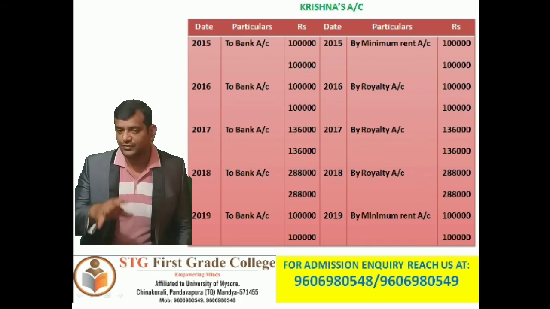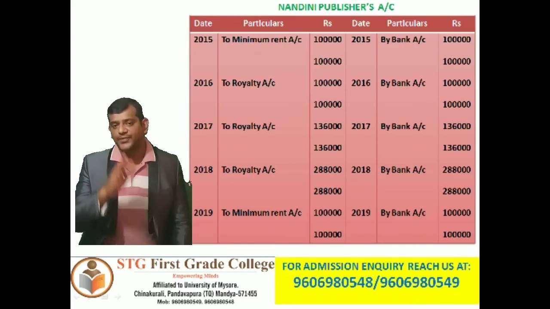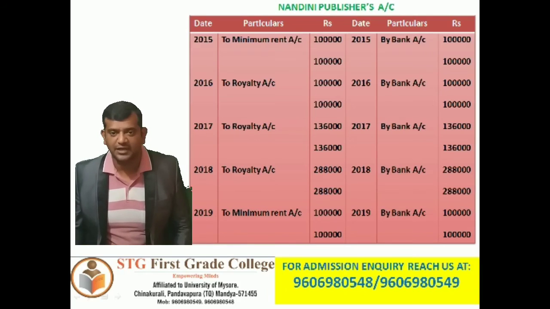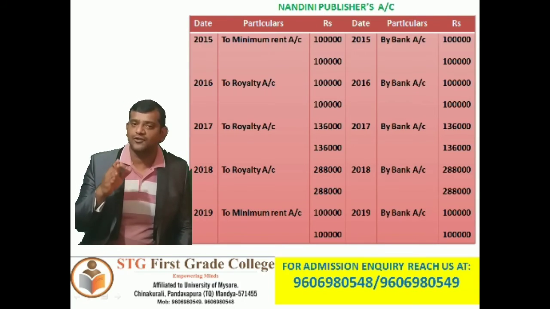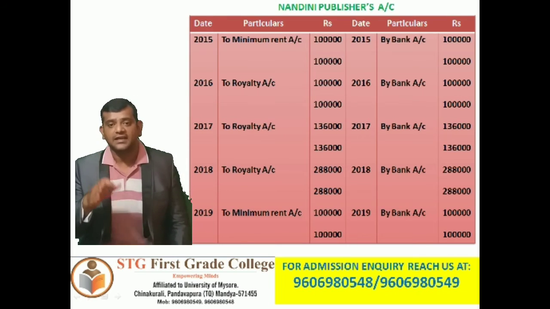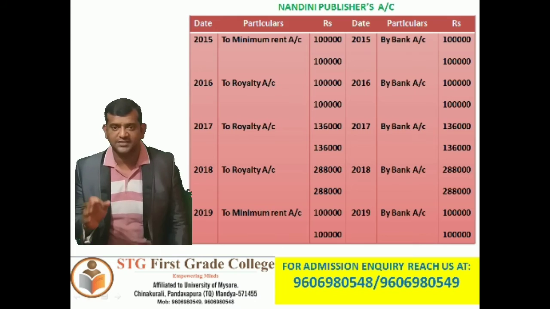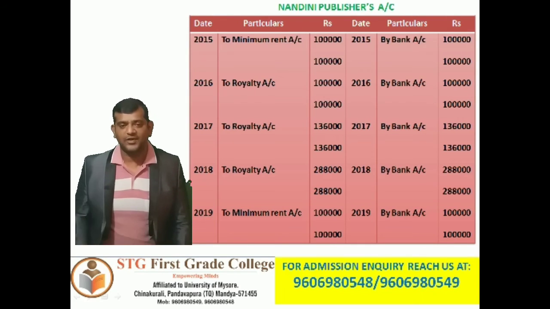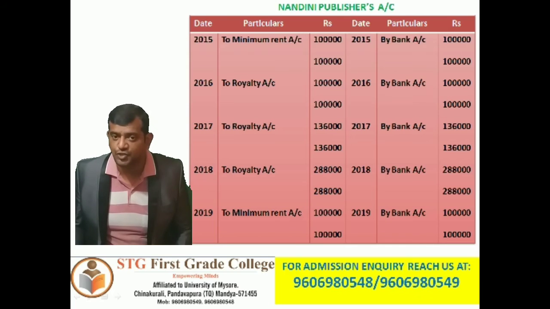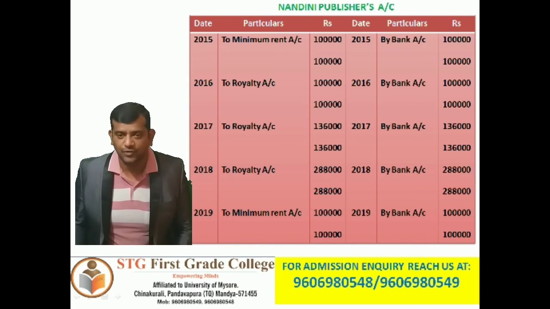So at last we are preparing a Nandini publisher's account. So open a table with 6 column, date particulars rupees, date particulars rupees. As usual I say, whatever you debited in the Krishna's account, credit all those in the Nandini publishers. Whatever you credited there, you debit over here. So Nandini publishers account 2015, to minimum rent account 1 lakh, by bank account 1 lakh, both the side total 1 lakh, 1 lakh.